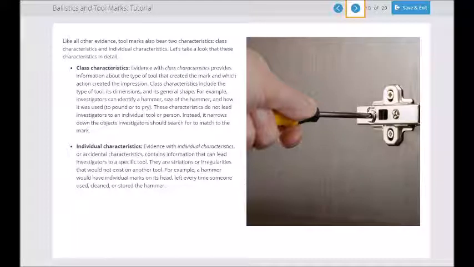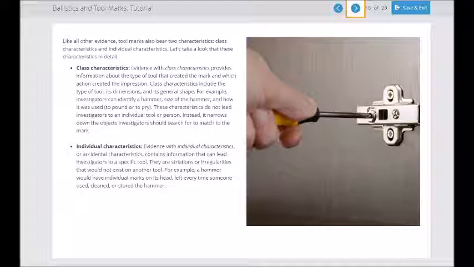Class is going to be what group, what type of tool caused it. Was it a metal tool? Was it a wooden tool? How big was it? Was it large or small? Was it generally shaped like something that can stab, or was it more blunt? Investigators can identify the hammer, the size of the hammer, and even how it was used. Did they pound with it or did they pry with it?